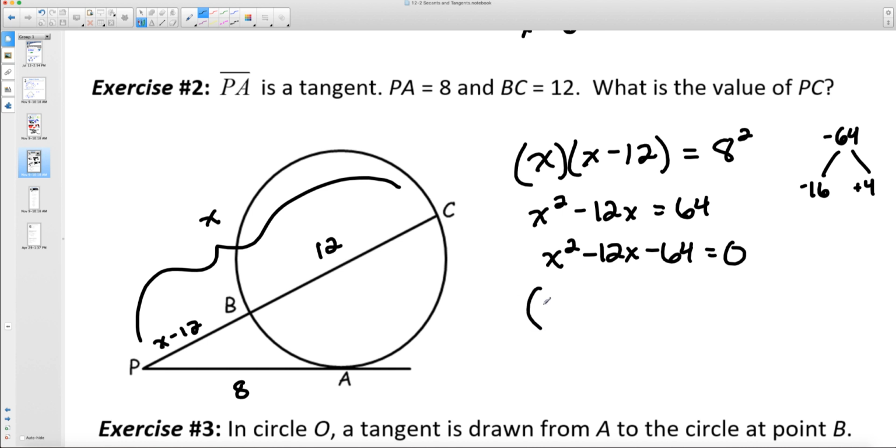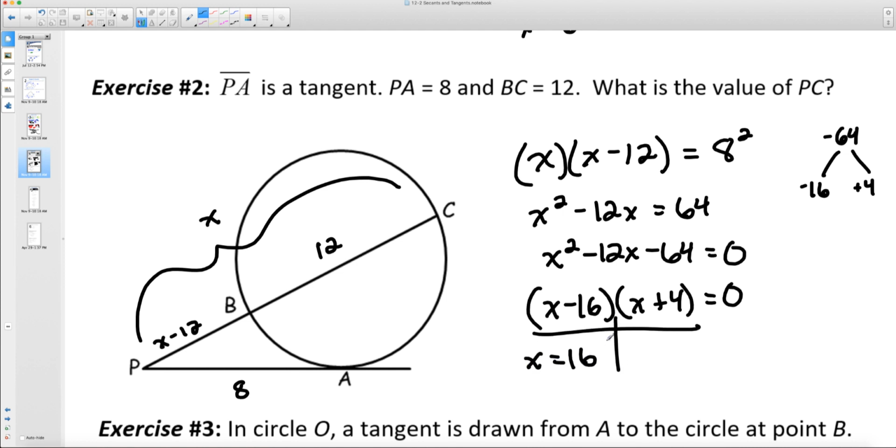So that factors to be x minus 16, x plus 4. That equals 0. Set both of these equal to 0, and we're looking at x equals 16 and x equals negative 4. And we don't want to reject the negative just because it's negative, but we do reject it here because when we substitute it back in, we're starting to get negative lengths. So we're going to keep x equals 16. They wanted to know the value of PC. That's where we put our x, so we could leave it as is.